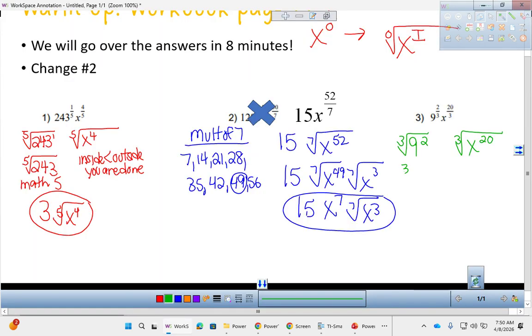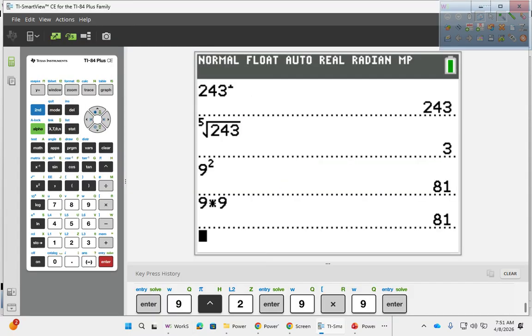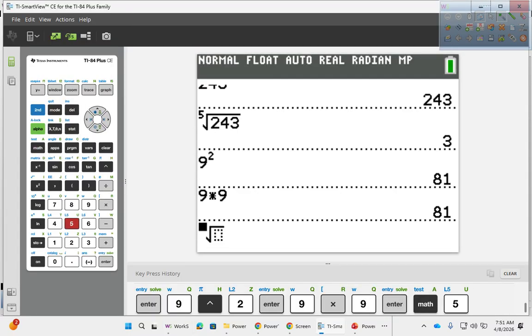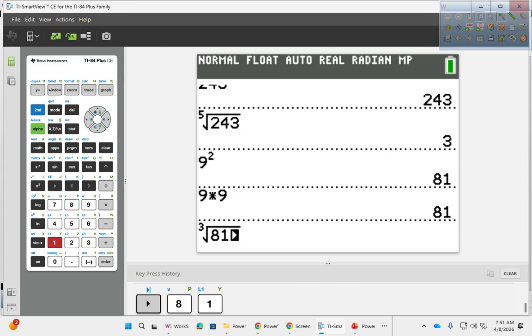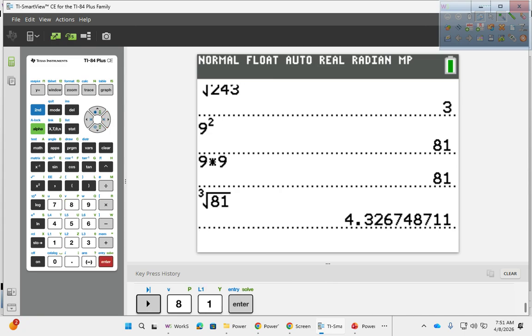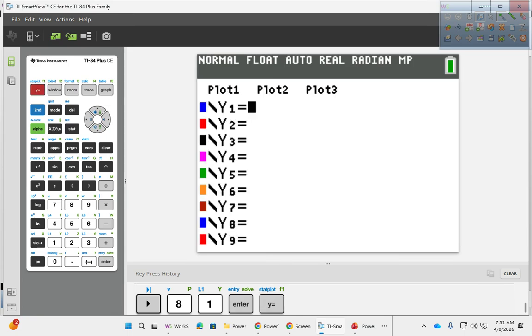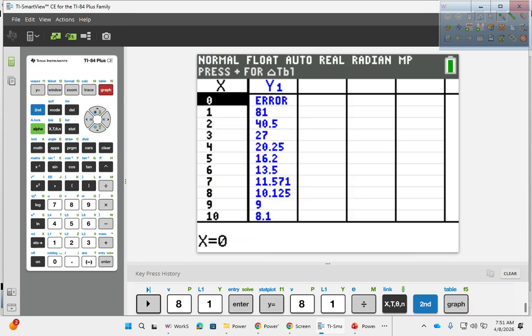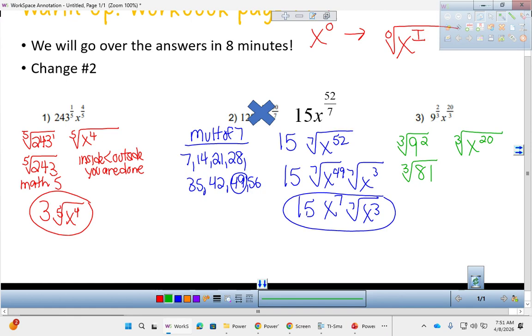I can write this as the third root of 81. Now because that's a coefficient, I can math 5 it. But it's a decimal. Where do I go if I get a decimal? Y equals. I'm going to go to y equals, and I'm going to do 81 divided by x. And what I'm looking for here is a perfect 3.